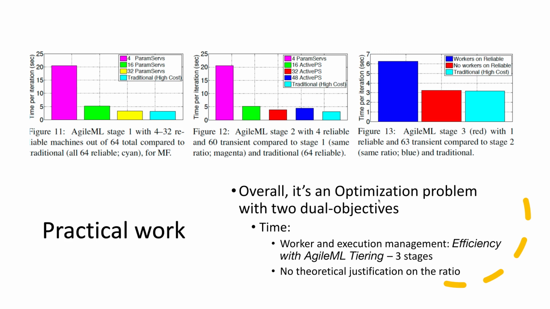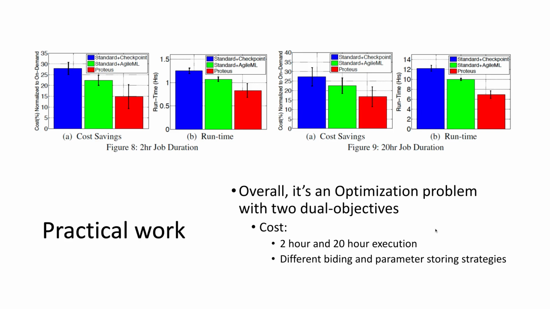Overall, we can see this work as an optimization problem with dual objectives. For the time cost, the authors take application studies and justify that even with a high ratio of transient to reliable machines, they can still achieve the lower bound, but they did not justify the ratio. And for the cost, they conduct experiments on 2 and 20 hour executions and compare the result with the standard bidding strategy. But the numbers are also not justified theoretically. So I can say it is a practical work.